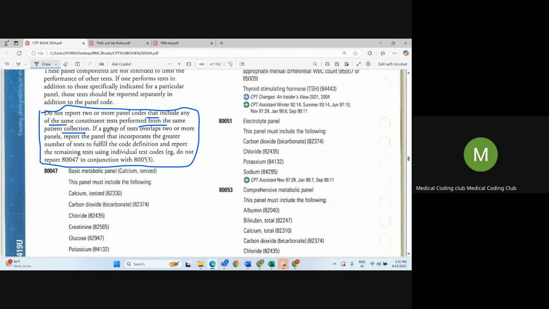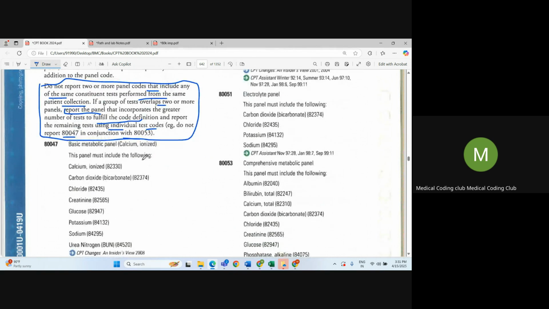You can see if a group of tests overlaps in two or more panels, report the panel that incorporates the greater number of tests to fulfill the code definition and report the remaining tests using individual test codes. Example, do not report 80047 in conjunction with 80053. Just refer here to 80047 and 80053. 80047 says basic metabolic panel, calcium ionized, and 80053 says comprehensive metabolic panel.